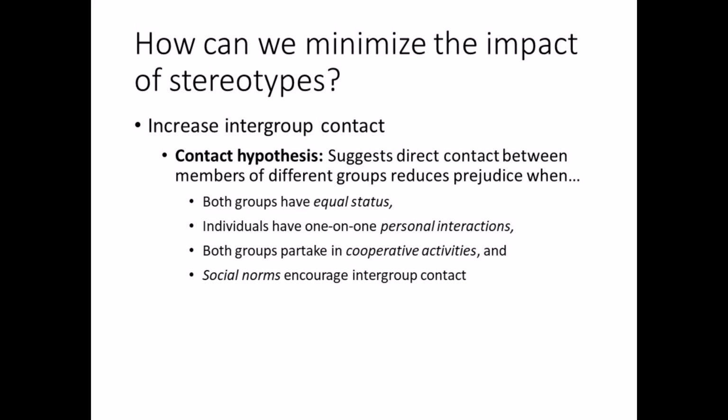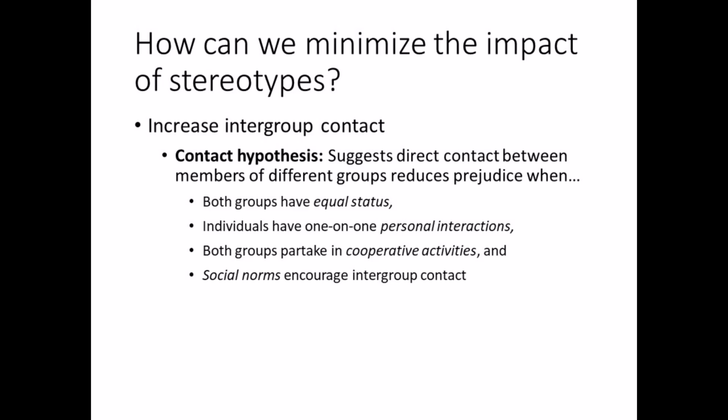According to the contact hypothesis, direct contact between two groups can reduce intergroup prejudice under certain conditions. All four of these criteria need to be met in order for this strategy to be effective. 1. Both groups should have equal status in society. Status inequalities can cancel out the benefits of direct contact.